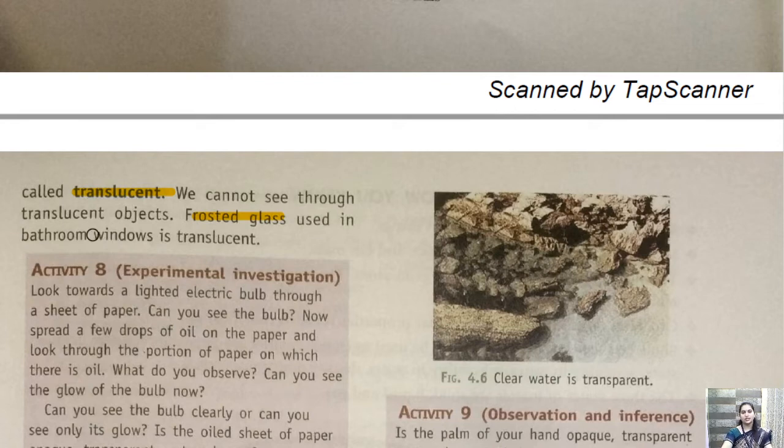So have you ever seen the bathroom window? The glasses that are there in bathroom windows are not completely transparent. We cannot see through it. Alright, partially we can see light is there, we can see whether it is daylight or night, but the objects that are present there, we cannot see. So light is passing partially.